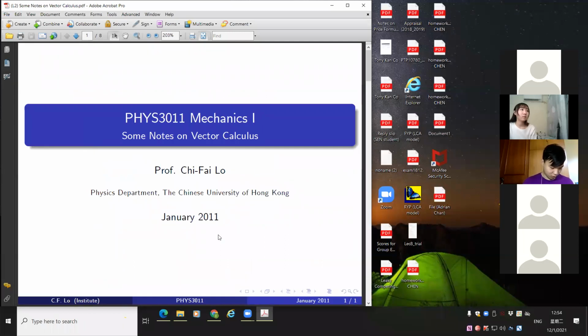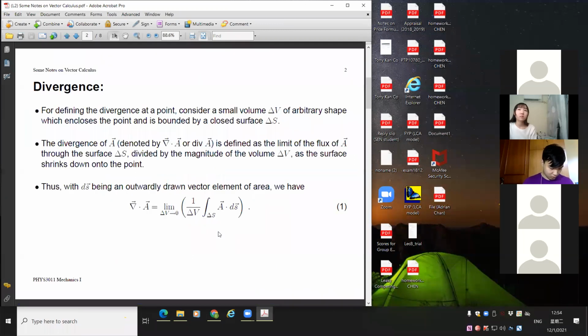Okay. Now we get some review on vector calculus. Divergence. How do we define divergence? We consider a small volume, delta V, of arbitrary shape, which encloses the point that we are interested in, and is bounded by a closed surface, delta S. The divergence of A is defined as the limit of the flux of A through the surface, delta S, divided by the magnitude of the volume, delta V, as the surface shrinks down onto the point.